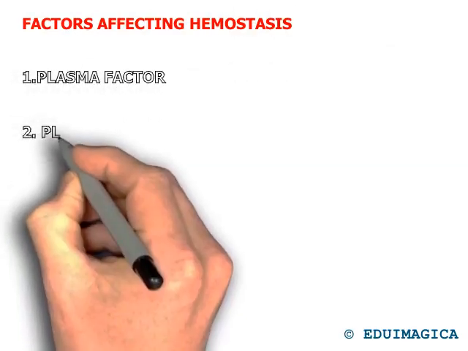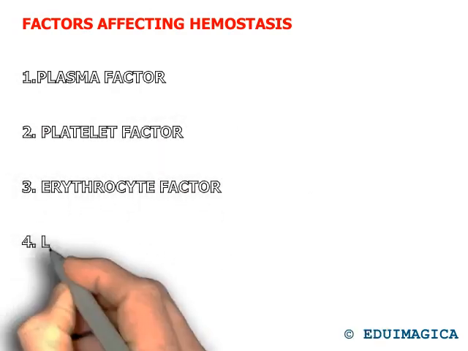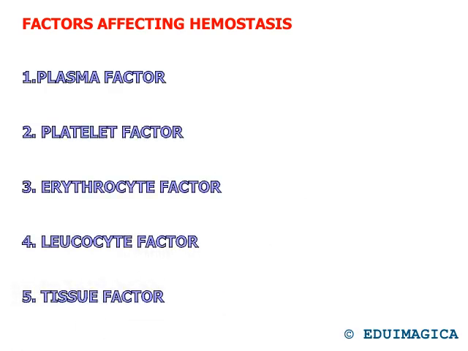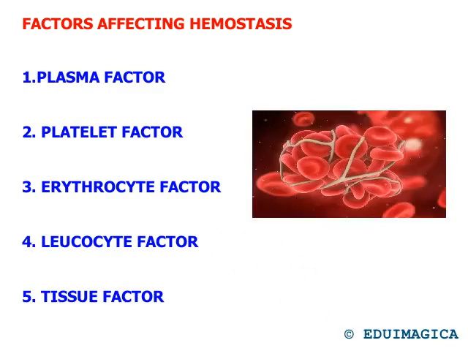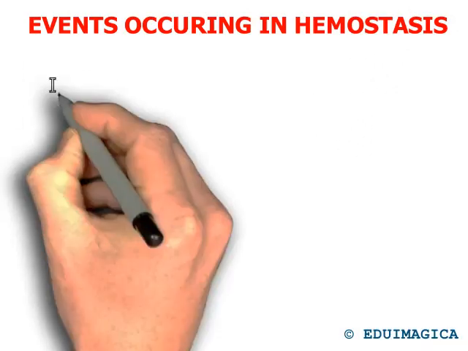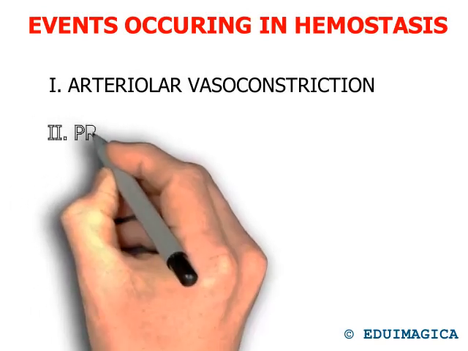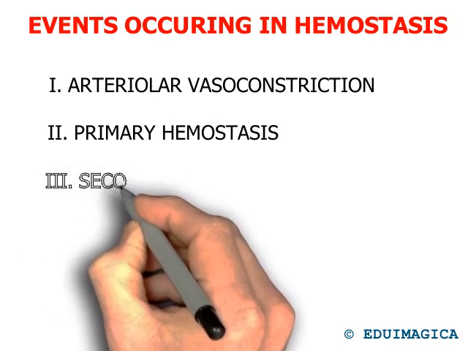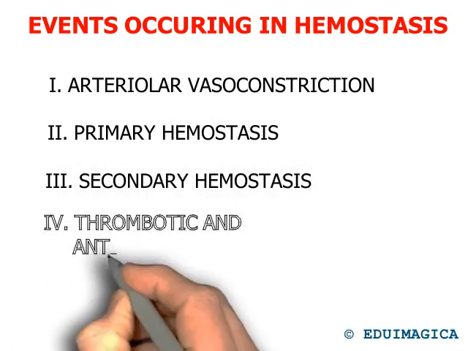Now let's talk about the factors affecting hemostasis. We have five factors. The first is the plasma factor, the second is the platelet factor, the third is the erythrocyte, the fourth is the leukocyte, and the last is the tissue factor. These factors can influence hemostasis. Now let's talk about the events occurring in hemostasis. There are a total of 4 events. The first is arteriolar vasoconstriction. The second is primary hemostasis. The third is secondary hemostasis. And the last we have the thrombotic and the antithrombotic events.